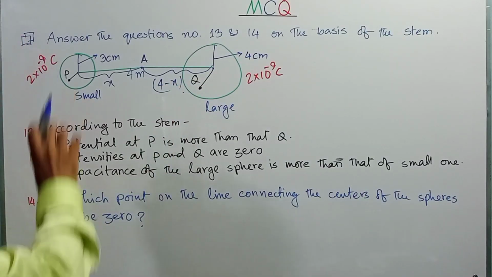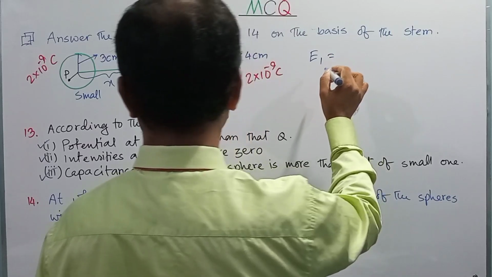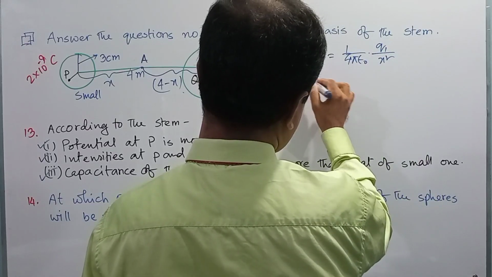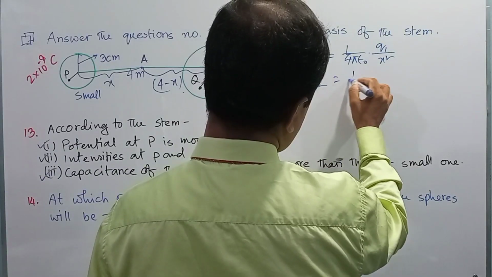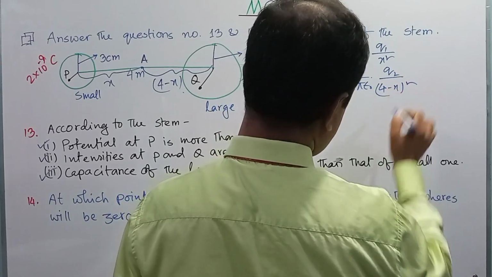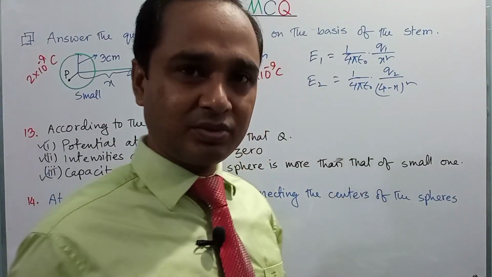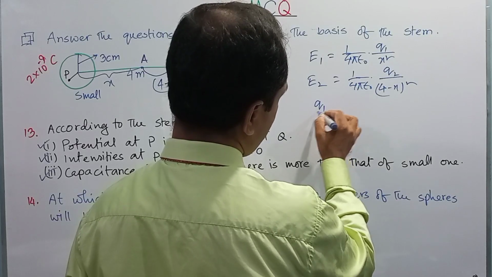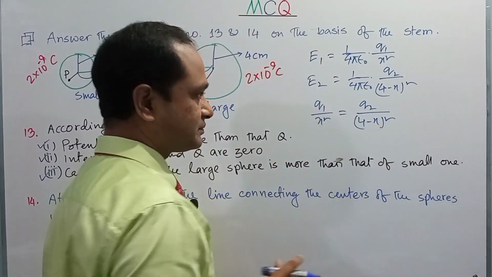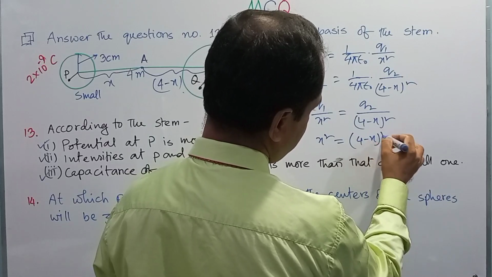From the expression, if the intensity for the first charge is E1, then E1 will be 1 by 4 pi epsilon naught Q1 by x square. Similarly, the intensity for the second charge, E2, is equal to 1 by 4 pi epsilon naught Q2 by (4 minus x) whole square. According to the question, the intensity will be 0, that is, E1 and E2 will be equal and opposite. So Q1 by x square is equal to Q2 by (4 minus x) whole square. Here the values of Q1 and Q2 are the same, so omitting them from both sides, x square is equal to (4 minus x) whole square.